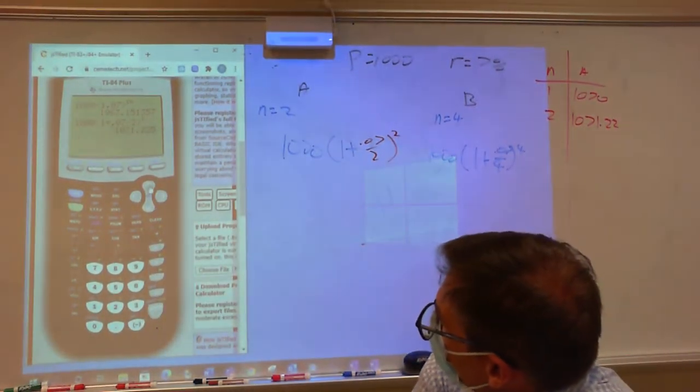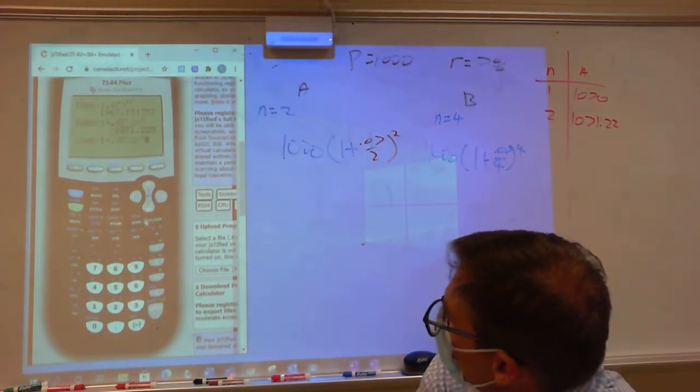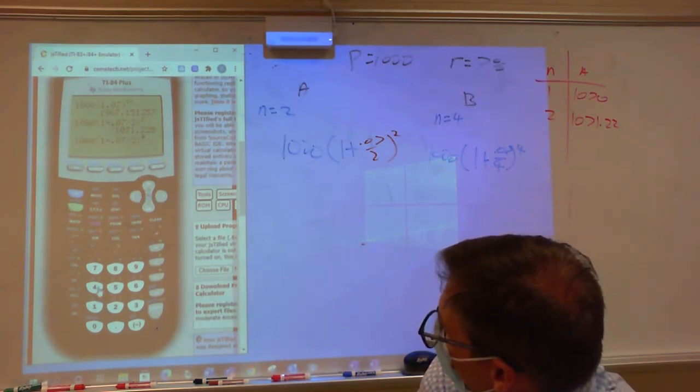I'm going to cheat a little bit. I don't know if you know you can do this. You can scroll up and get your previous answer. There you go. And then you can go back here. I'll make that a 4, and make that a 4.